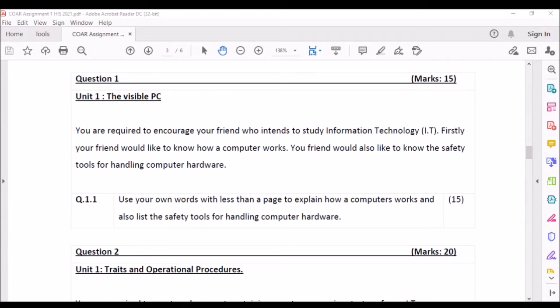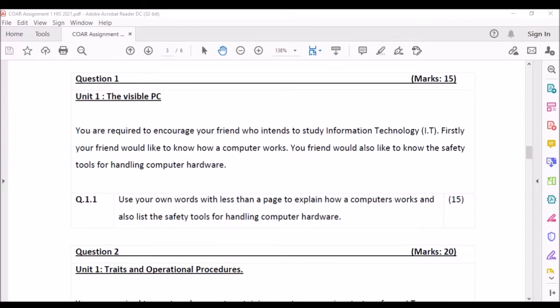They've given you a bit of a scenario, and they've mentioned that your colleague, your friend, would like to understand exactly how a computer system works, and would also like to know what's happening with safety tools for handling computer hardware. So what you want to do, in your own words, is explain what a computer system is or how it works, and then list the safety tools for handling computer hardware. So that's a 15-mark question. They've mentioned that it should be in less than a page.